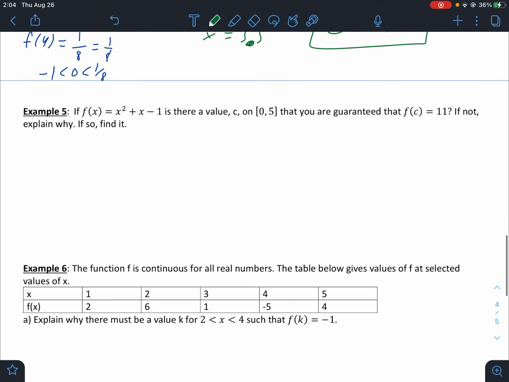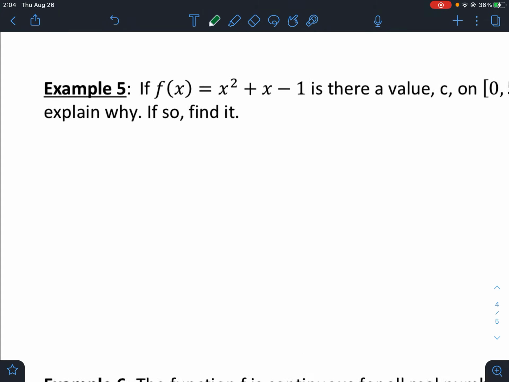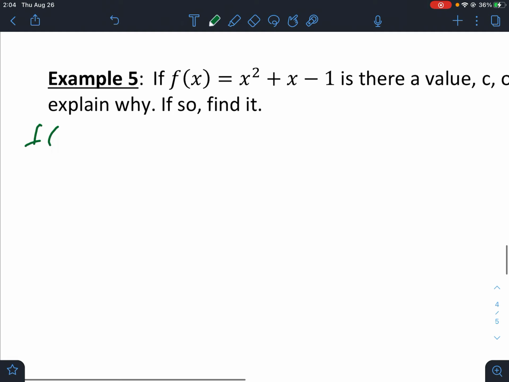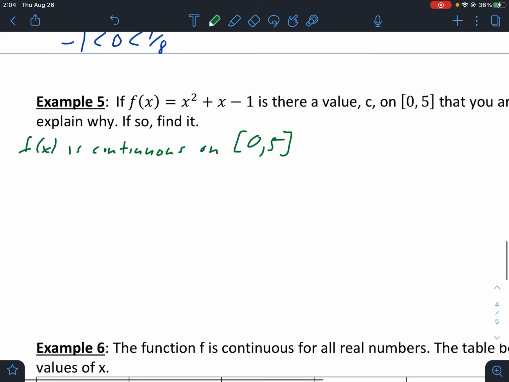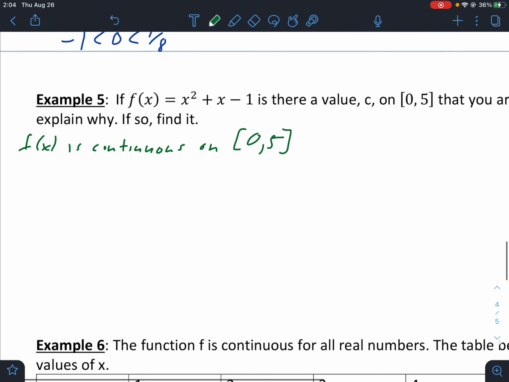Example 5. It's the same as the last problem here. So it's just a quadratic, we definitely know the function is continuous because quadratics are always continuous. There's no holes, no jumps, no asymptotes in a quadratic function.